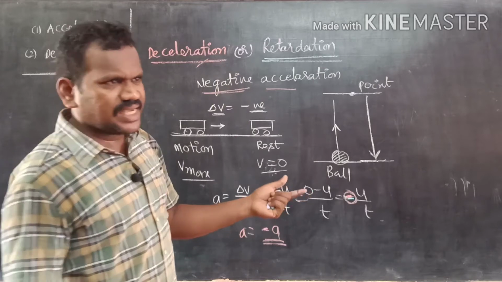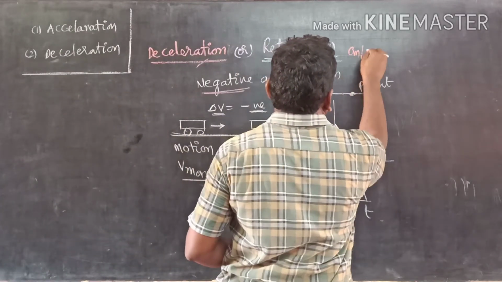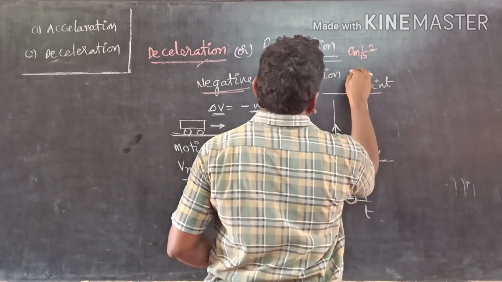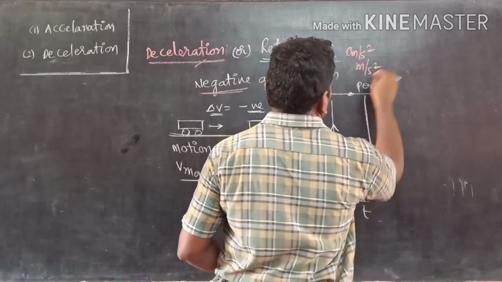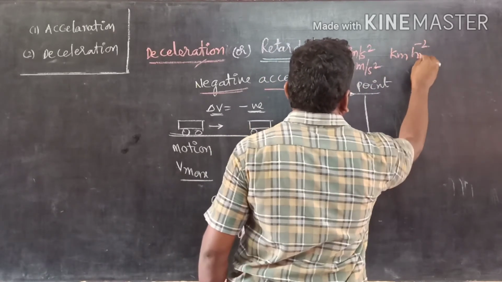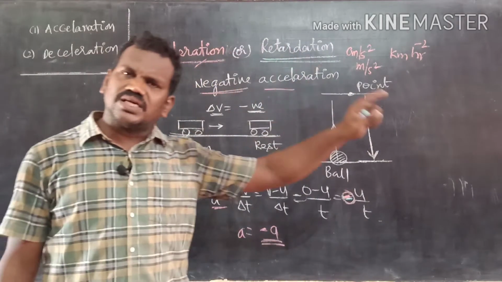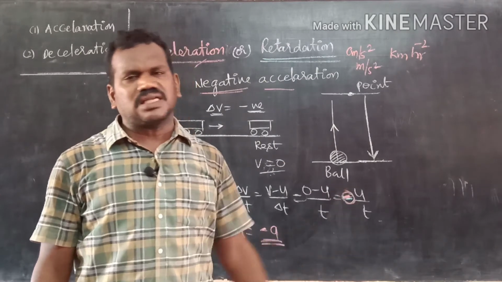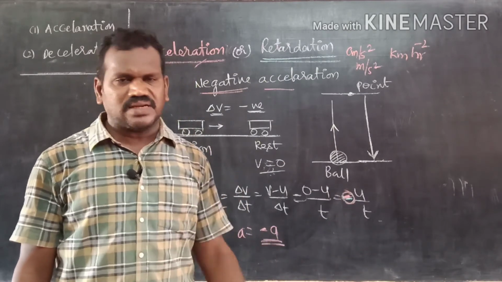The units are the same as in the case of acceleration. The CGS unit is centimeter per second square. The MKS or SI unit is meter per second square. The general unit is kilometer per hour square. These are all quite common. Even deceleration is a vector quantity like acceleration. The difference is only the sign convention.